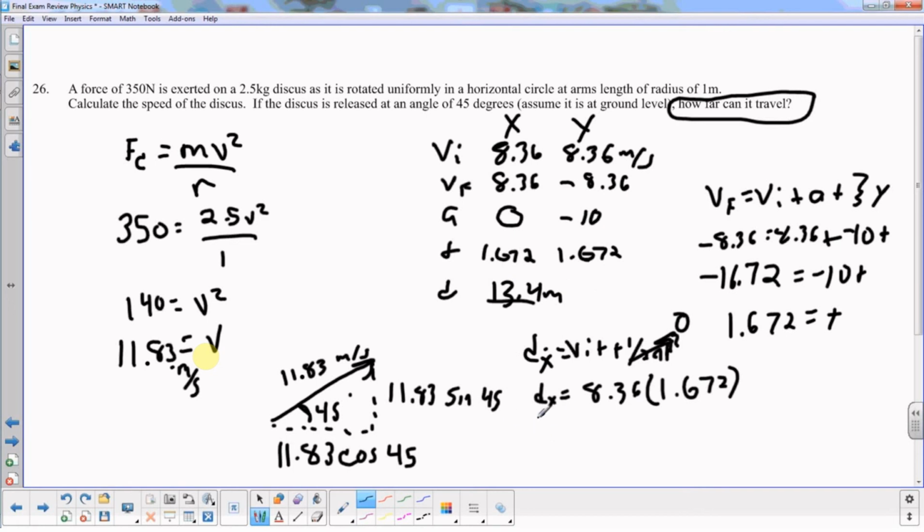This is a good question because it relates, again, two-dimensional projectile motion with your angles and all that good stuff back to centripetal force and acceleration and centripetal velocity and stuff. So very, very good problem. Definitely an A problem. Projectile, centripetal.